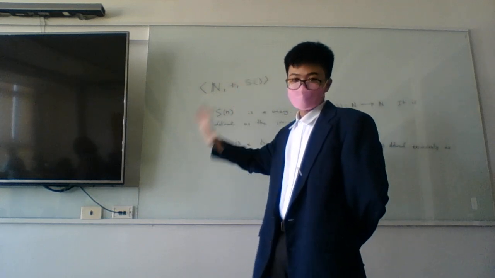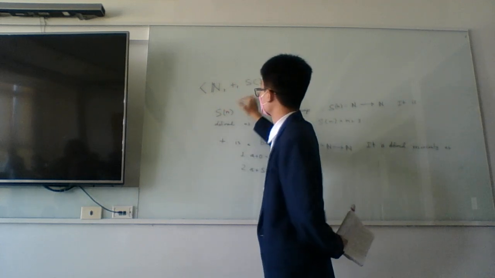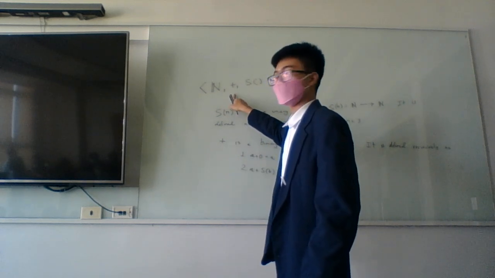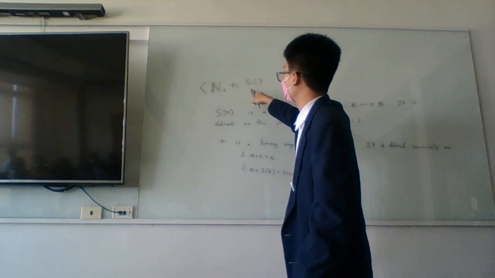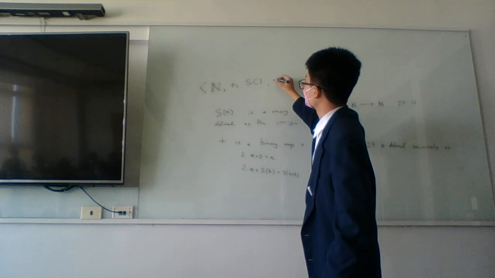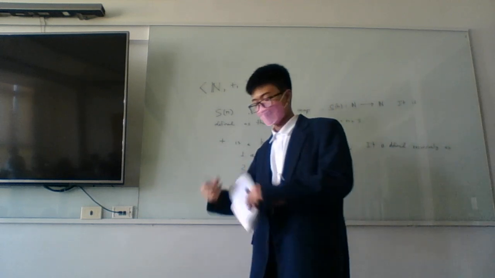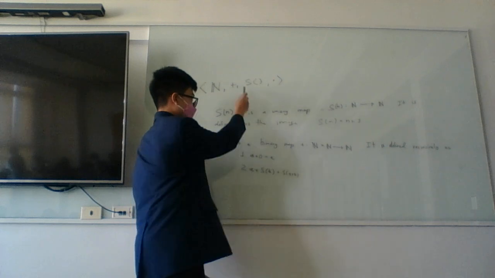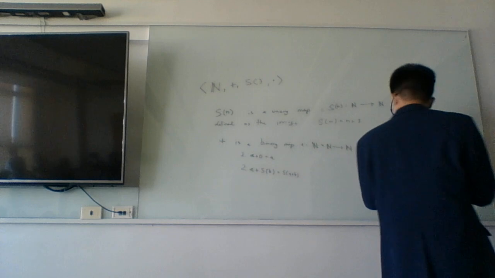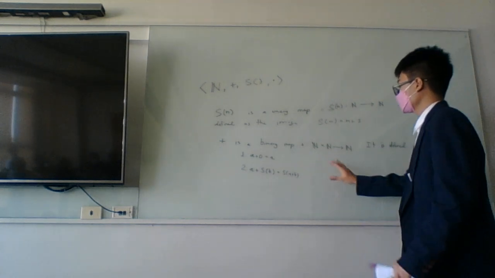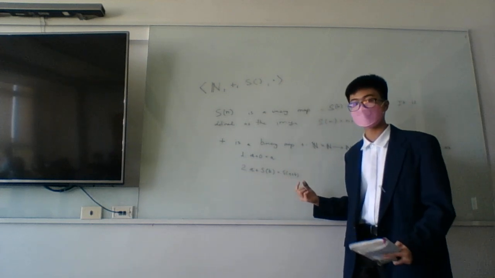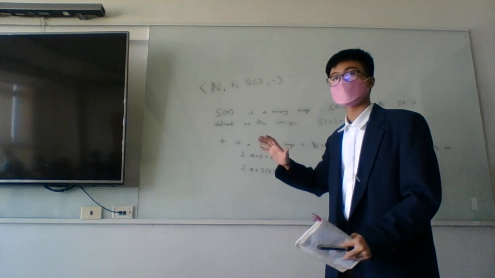So plot twist, this is not the complete structure for N. The complete structure is N equipped with the addition operator, also equipped with the successor function, and lastly, the multiplication operator. So this is the real natural numbers. Okay? So right, we already defined addition. So keep these two rules in mind when we start proving basic operations with addition.